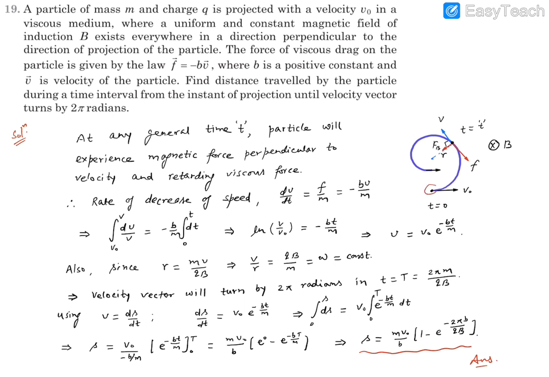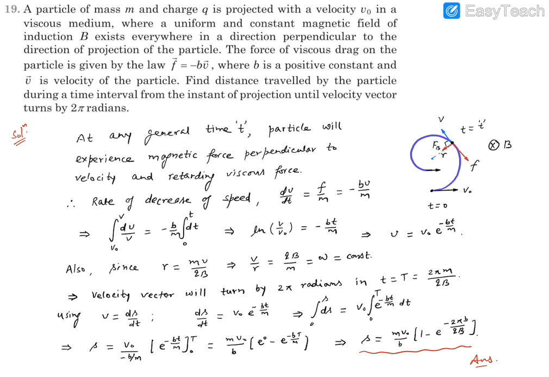Let's say this is t equal to 0, the initial situation, and the particle is being projected, let's say, in the positive x direction, and the magnetic field is into the screen. We know if the charge is positive, then the v cross B force is going to act in this direction. So this force is going to change the direction of velocity. We know this magnetic force is always perpendicular to the velocity, so it won't be able to change the magnitude of velocity. It changes the direction only.